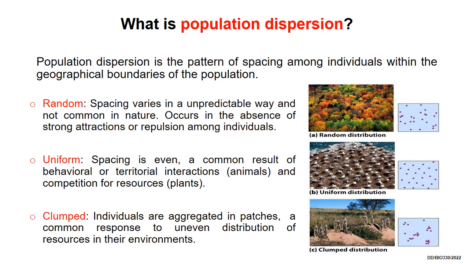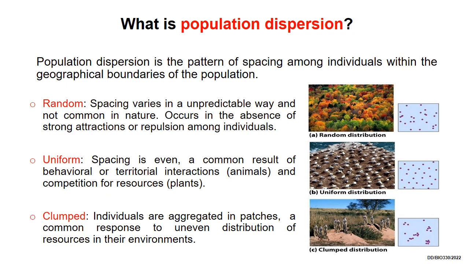The next parameter is population dispersion. What is population dispersion? Population dispersion is the pattern of spacing among individuals within the geographical boundaries of the population, and we can divide population dispersion into three types. The first one, random dispersion. What is random dispersion? Its spacing varies in an unpredictable way and is not common in nature, and it occurs in the absence of strong attraction or repulsion among individuals.